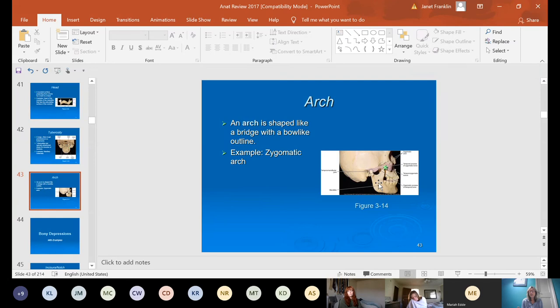An arch is shaped like a bridge with a bow-like outline. That's a pretty easy one. The zygomatic arch, it's shaped like a bow.